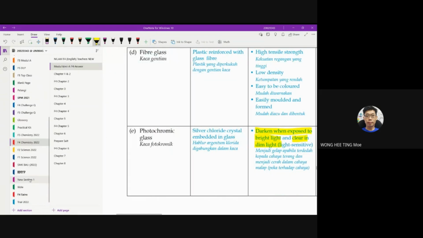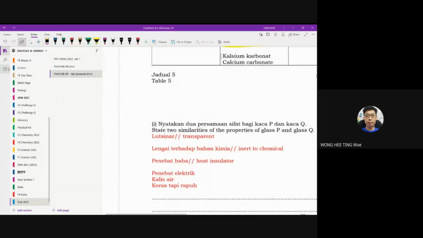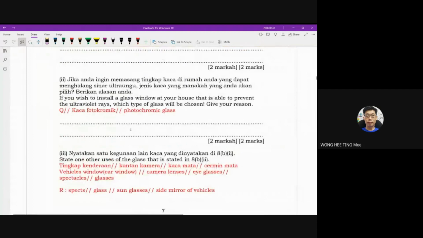Okay, next. State one other use of the glass that you stated in number 8, meaning this one. Used to make vehicle windows or car windows, camera lenses, eyeglasses, or spectacles. This one is rejected.